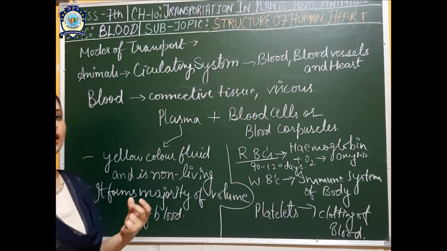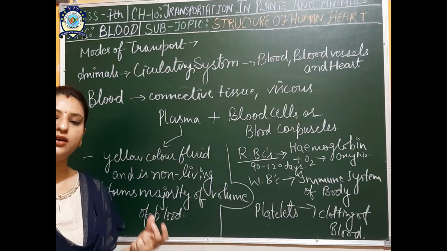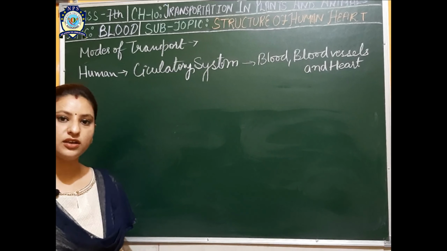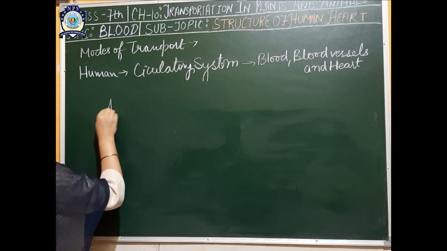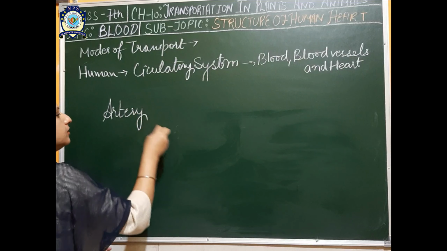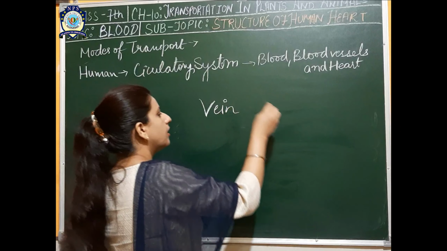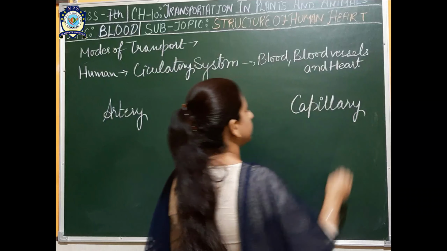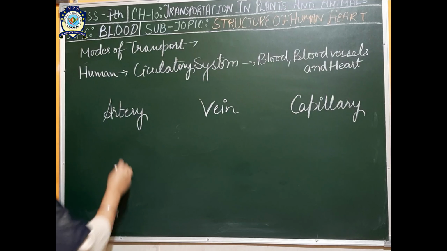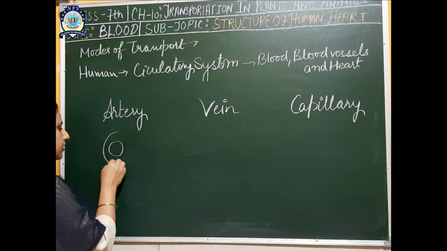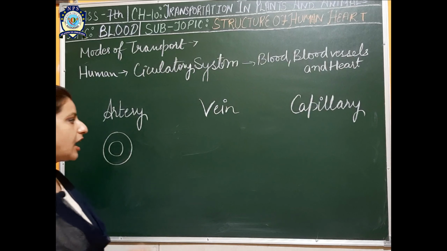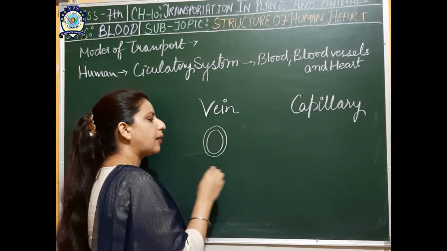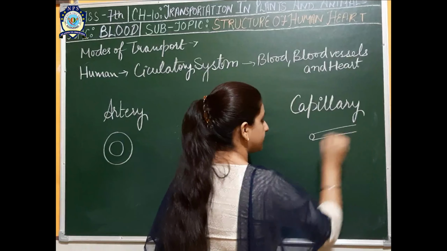Now we will discuss the types of blood vessels which are present in the human body. The blood vessels are of three types: arteries, veins and capillaries. Arteries have a narrow lumen, veins have a wide lumen, and capillaries are the smallest blood vessels.